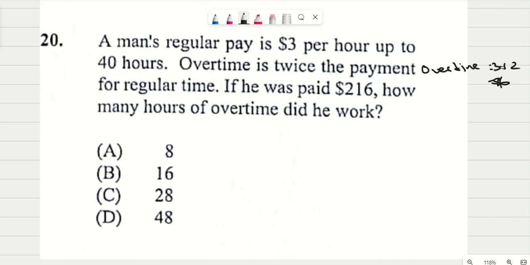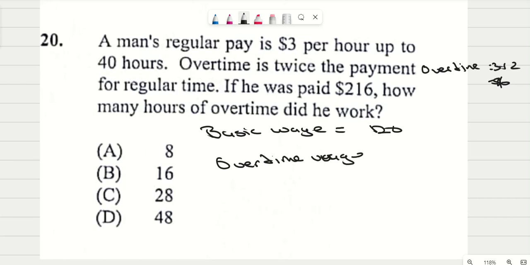Right? They're telling you it is $216. So his basic wage is $3 by 40 hours, which is 120. His overtime wage would be the total wage he received, $216 minus 120, which is equal to $96. $96 is what he's paid for overtime.